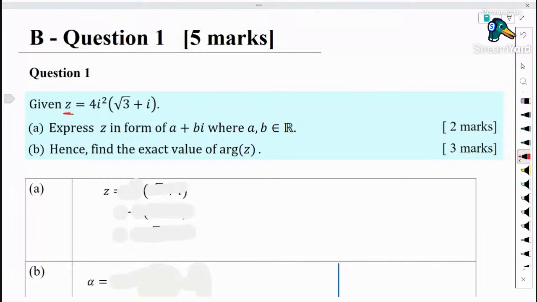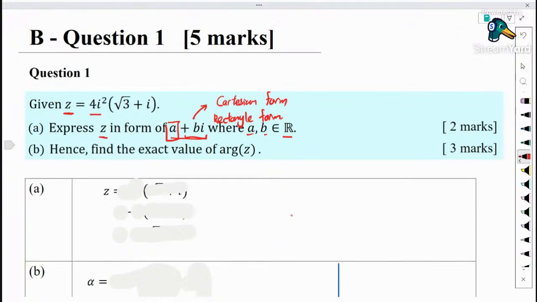You are given a complex number named Z defined in the form of 4i squared multiplied by square root of 3 plus i. Then they want us to express this Z in the form of a plus bi, where a and b are real numbers. So what this question is actually asking is for us to express the answer in Cartesian form. Or sometimes you may see that they call it rectangular form. They want the simplest form where we have a real number and also an imaginary number, whether they are plus with each other or minus with each other.